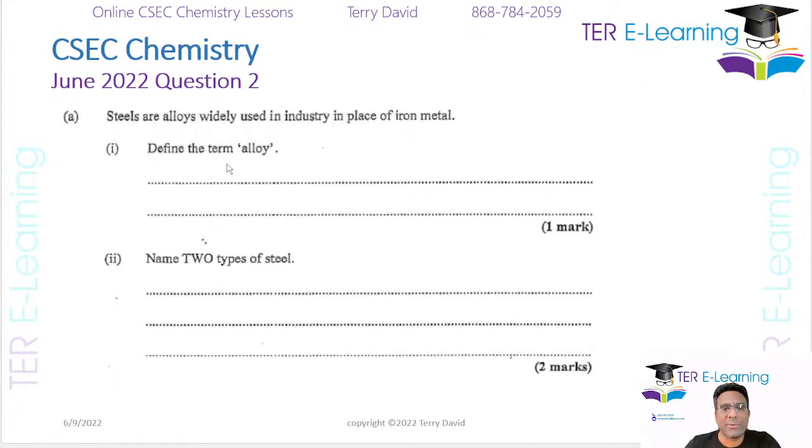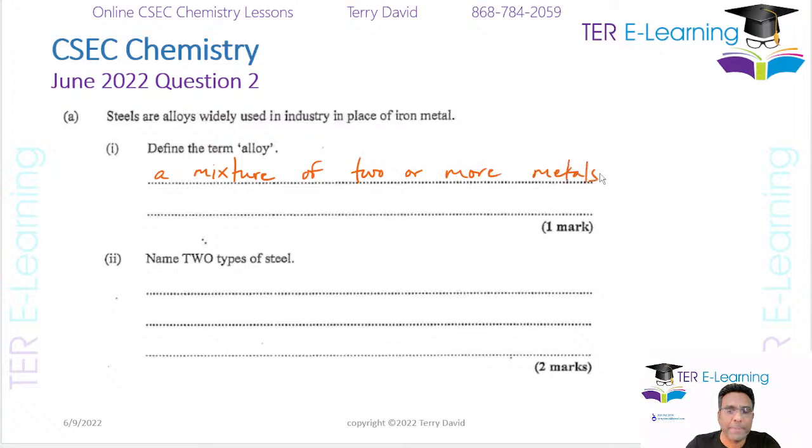All right, let's look at question two now. Steels are alloys widely used in the industry in place of iron metal, right? Define the term alloy. Well, this is straightforward, right? An alloy is basically a mixture of two or more metals, right? Two or more metals. That's it for 1 mark, right?